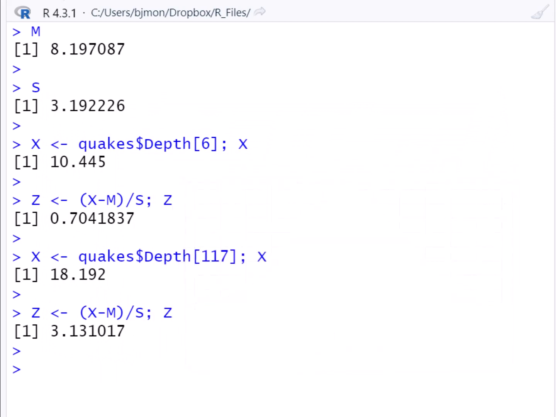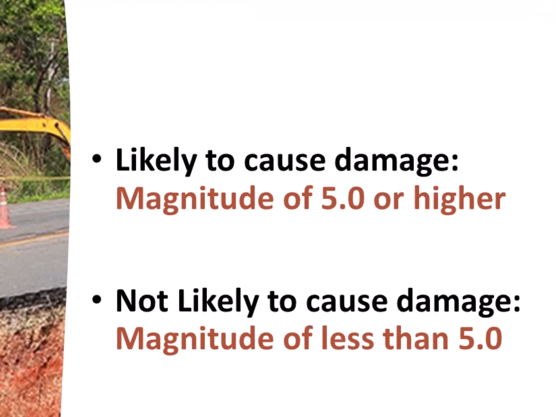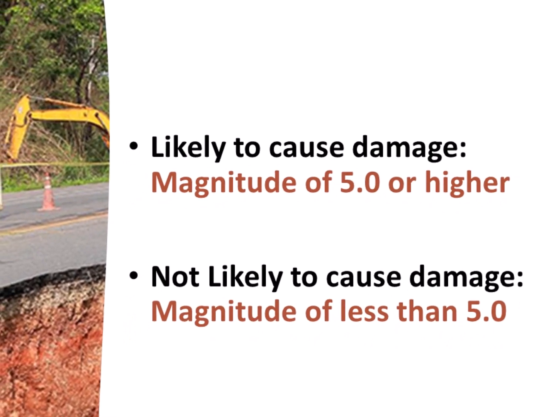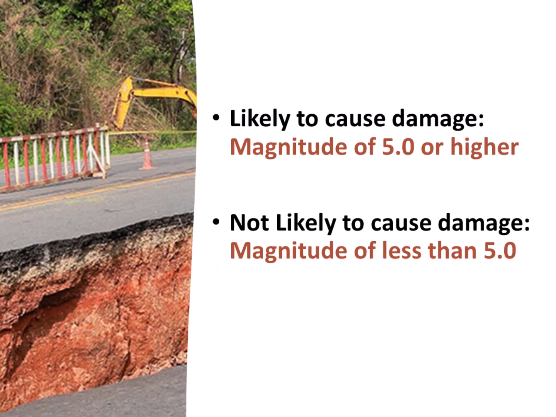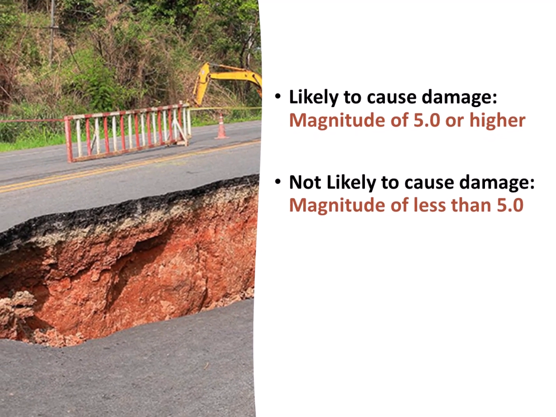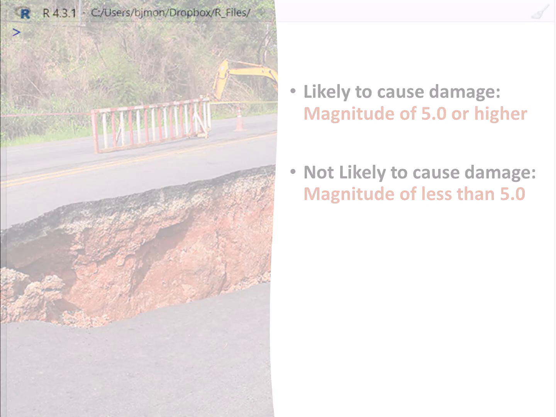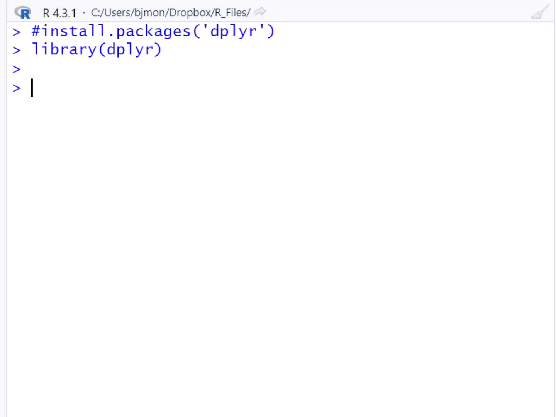Okay, I'm going to take us in a little different direction now. Suppose that we wanted to explore the data based on whether the earthquake is likely to cause damage, which happens with a magnitude of 5.0 or higher, or is not likely to cause damage, which happens when the magnitude is less than 5.0. We will now use R to filter the datasets.